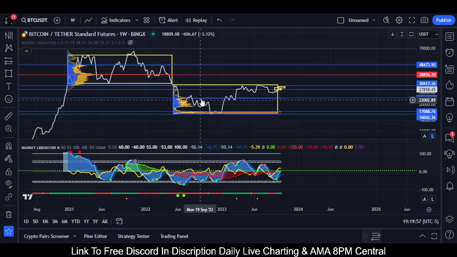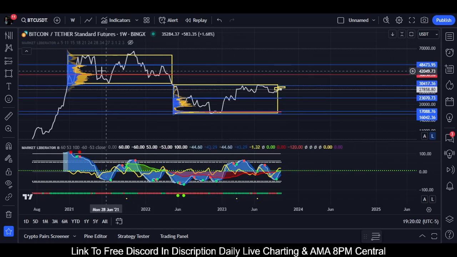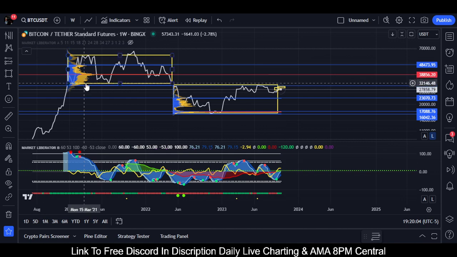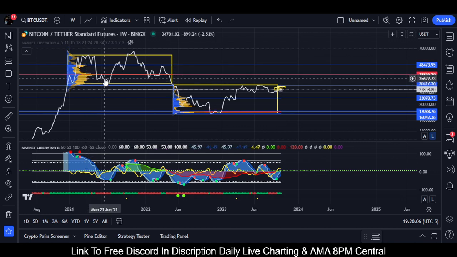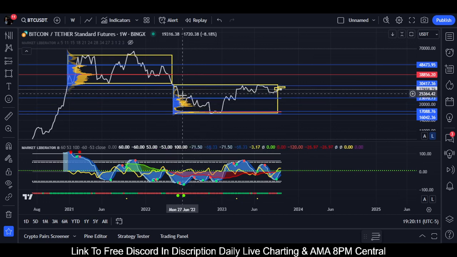There's a lot of volume traded in here, which means that this was an accumulation zone. A lot of volume traded in here. This was an accumulation zone. What happened when price broke above it? Pulled back and retested that area. What happened when price broke above all this accumulation volume?